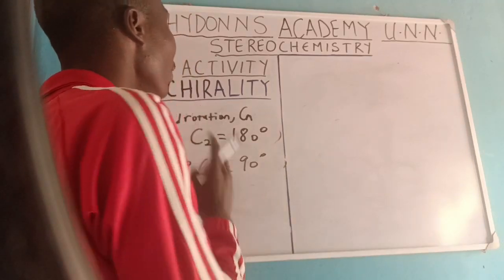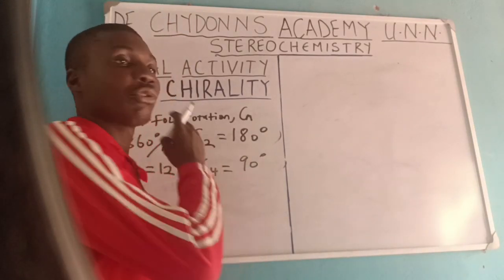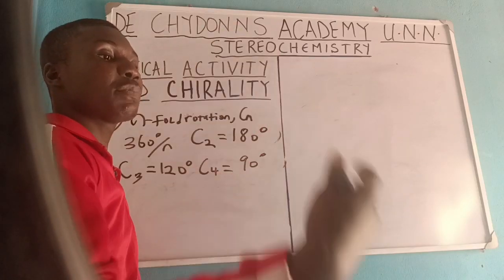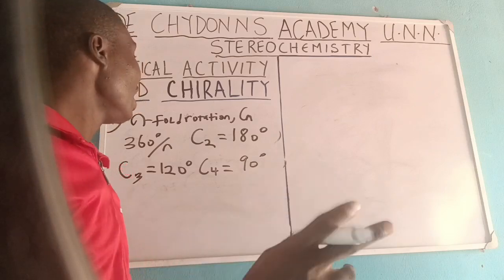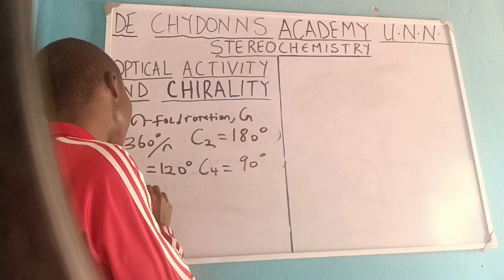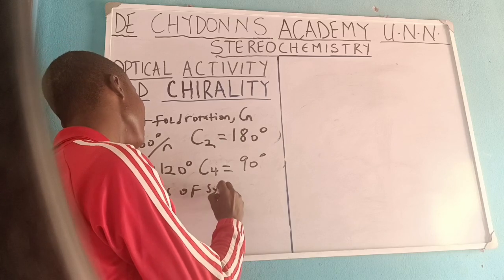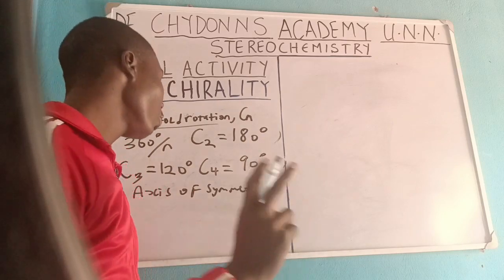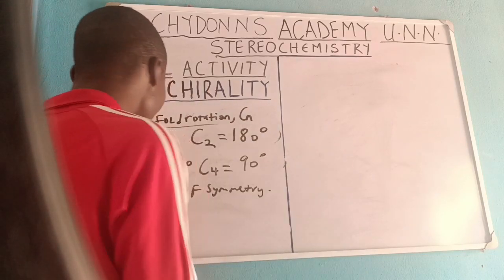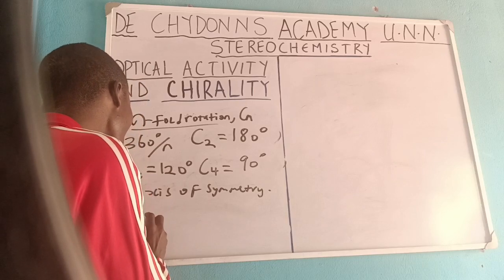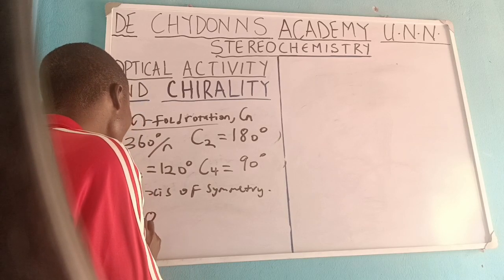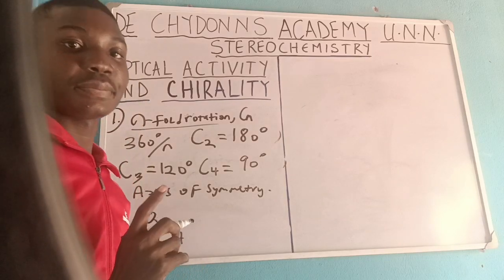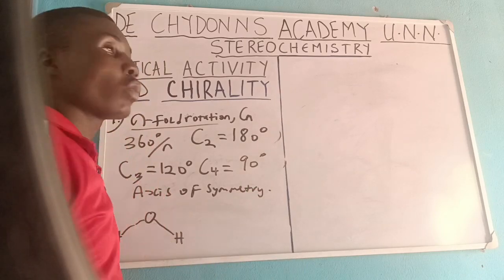Now when a molecule has any form of n-fold rotation, such that when it rotates in any of these folds it gives back the original image, it means that it has an axis of symmetry, or it has this symmetry operation, n-fold rotation. So let's use water as an example. This is the structure of water. We have oxygen connected to hydrogen, connected to hydrogen.